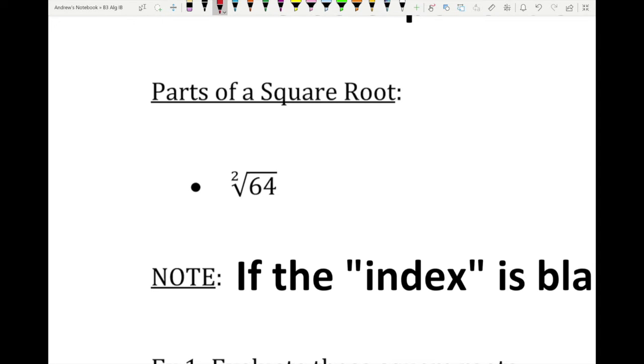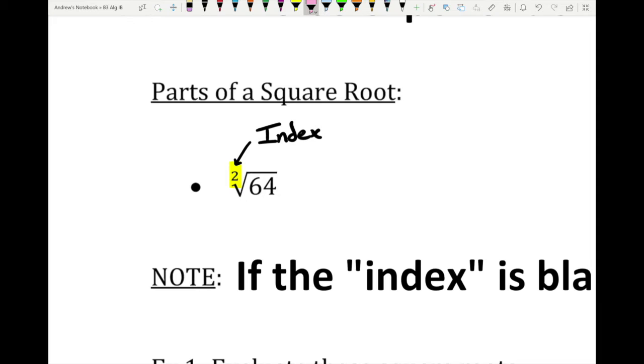One of those pieces is this little tiny 2 in the front there. That 2 is actually called the index. The index tells you what root you're actually taking. In this case, it's a 2, so it's a square root. If it was a 3, it would be called a cube root. If it's a 4, it's called a fourth root, and then you have a fifth root, and so on.